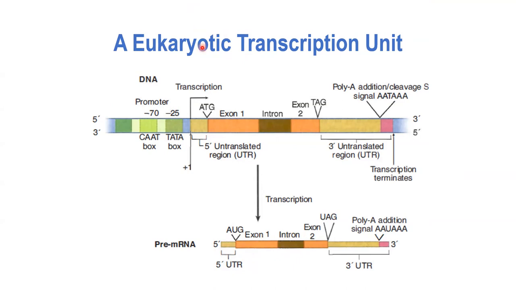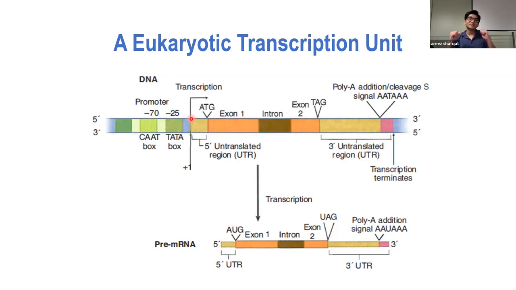What's the difference between a CAAT box and a TATA box? Are they both promoters? So promoter is where RNA polymerase binds, right? Promoter is obviously part of DNA, so it's made up of base sequences, nucleotide sequences.